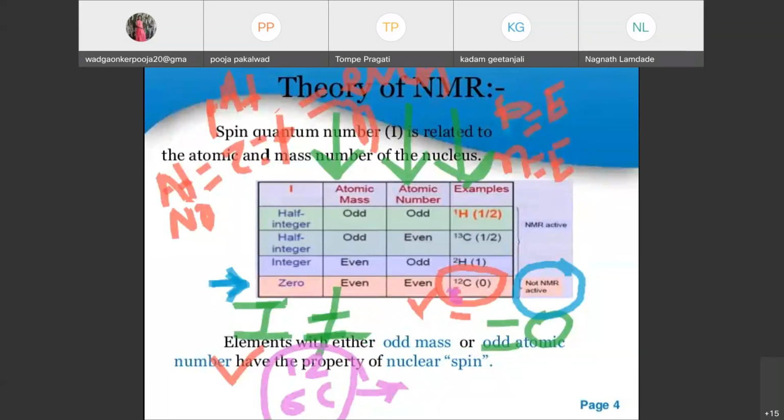उस न्यूक्लियाई में नंबर ऑफ प्रोटॉन्स एंड नंबर ऑफ न्यूट्रॉन्स अगर से इवन हो तो वो न्यूक्लियाई, I is equals to 0, और वो न्यूक्लियाई NMR inactive होगा. Yes guys, inactive.